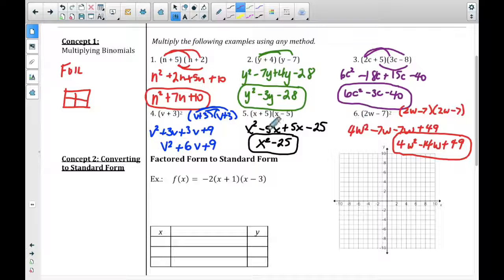So that is just a quick review on how to multiply binomials. We will work on it in class a little bit, but this is something that's a pretty basic concept, and so if you need more help, you might need to come in after school or before school or during seminar to get some help on this.